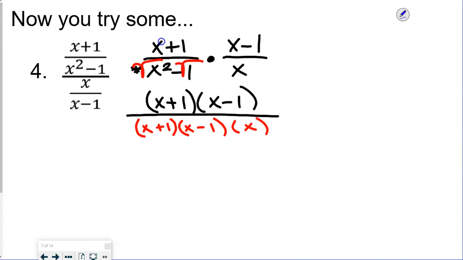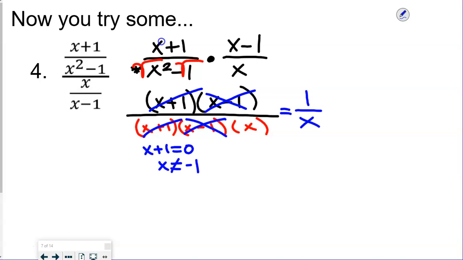So now we're trying to see what terms cancel out. This cancels out right there, and then this one cancels right here. So what are we left with? A 1 over an x. Here again, if I were to ask you what values had to be excluded, x plus 1 equals 0, so x cannot equal negative 1. x minus 1 equals 0, so x cannot equal 1, and then x equals 0, so x cannot equal 0.